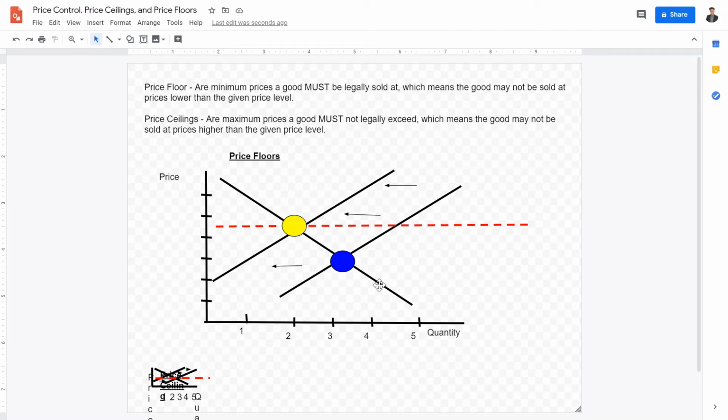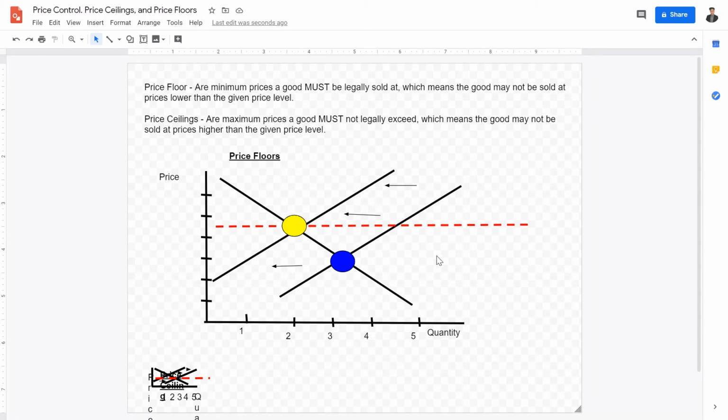Because of the price increase, consumers are willing and able to buy less of the good. Therefore, the quantity demanded decreases from around 3.5 to, let's say, 1.9. As the price increases, according to the law of demand, the quantity demanded of a good decreases, causing there to be an excess of supply. So when price floors are implemented, there is an excess of supply. When price ceilings are implemented, there is an excess of demand.